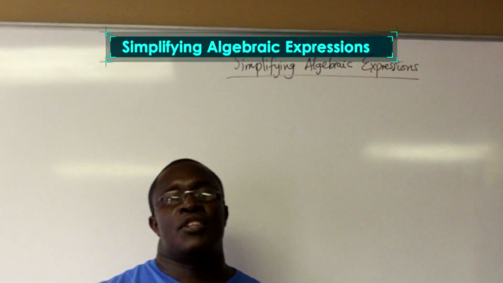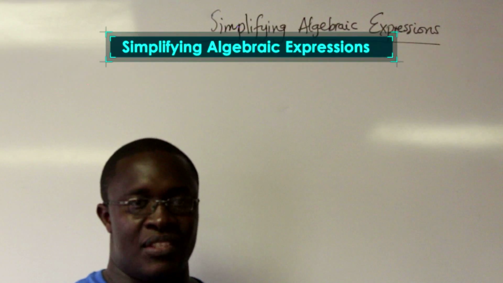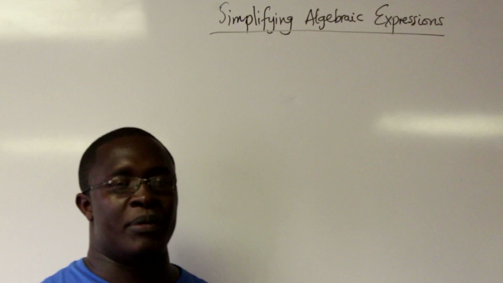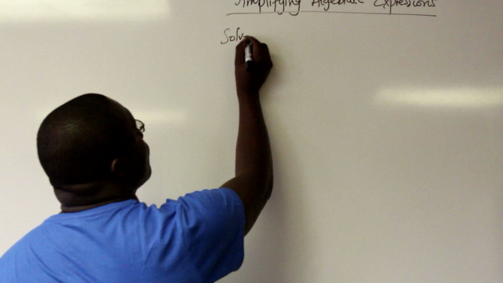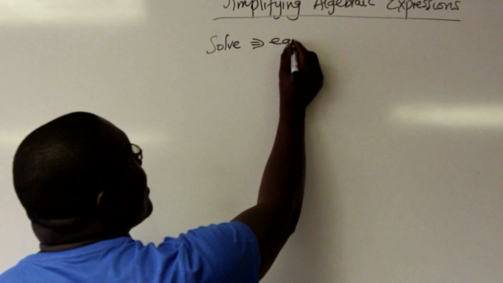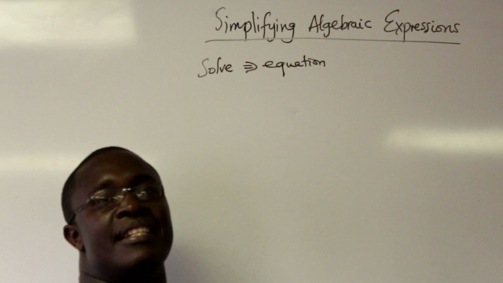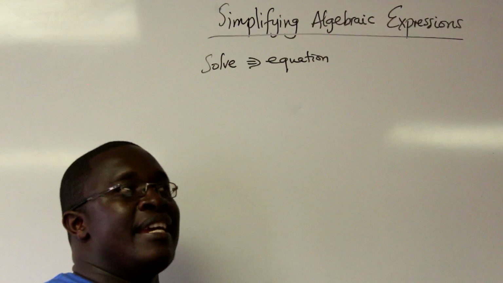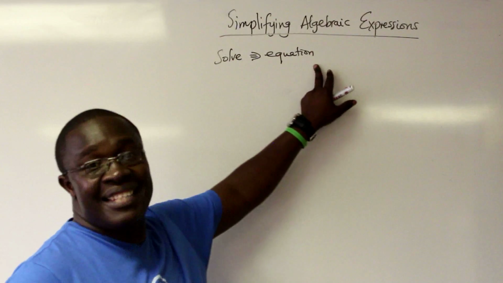Today we'll be talking about simplifying algebraic expressions. You have to be able to understand what the instructions tell you. Say it's in an exam and you're given an algebraic problem. For example, if a question says solve, you only solve if it's an equation, because solving is evaluating the unknown variable, such that your answer will be, say, x is equal to something. So solve implies there's an equation.